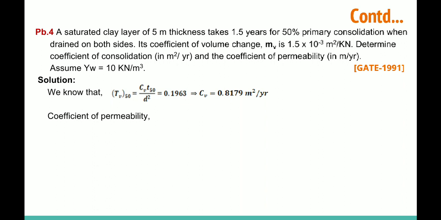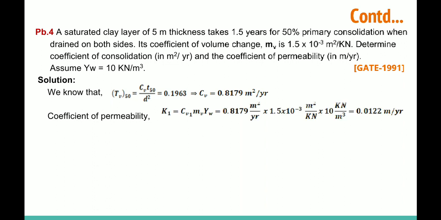Coefficient of permeability. So now we have to calculate the coefficient of permeability. We have the CV value, we have the MV value, and we have the one relation which I have discussed in the previous slides. So we can use this relation: K is equal to CV MV gamma W, where we have calculated the CV value, the MV value is given in the question, and the unit weight of water we take as 10. By putting in all these values, we get 0.0122 meter per year. So this is the coefficient of permeability.